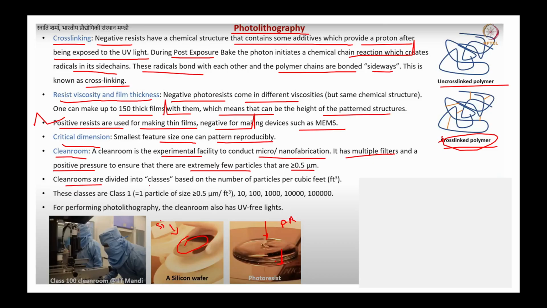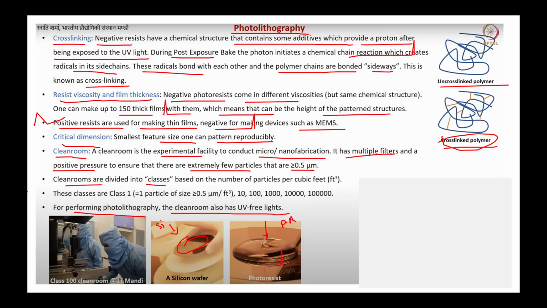Clean rooms are divided into classes based on the number of particles per cubic foot. These are like class 1, and in a clean room there will be different classes like 10, 100, 1,000, 10,000 and 100,000. And for performing photolithography, the clean room also has UV-free lights. In this diagram you can see the clean room facility at IIT Mandi.